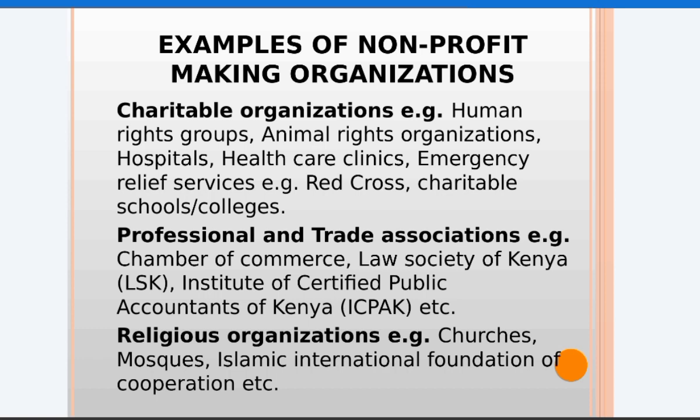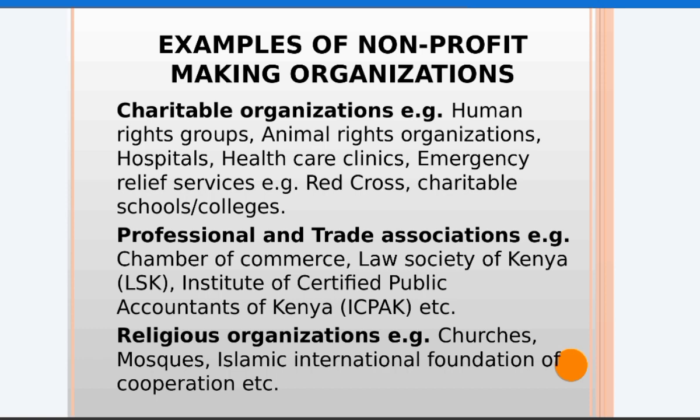Number two, we have the professional and trade associations. So these are organizations that are formed by various experts in various fields. Like for instance, we have the Chamber of Commerce, we have the Law Society of Kenya, which is an organization formed by the lawyers.